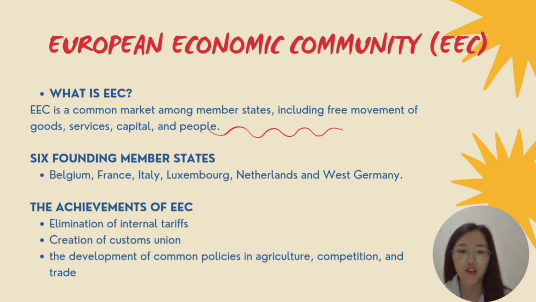So, the Treaty of Rome in 1957 was formed with 6 nations, which are Belgium, France, Italy, Luxembourg, Netherlands, and West Germany, to establish the European Economic Community and the European Atomic Energy Community.